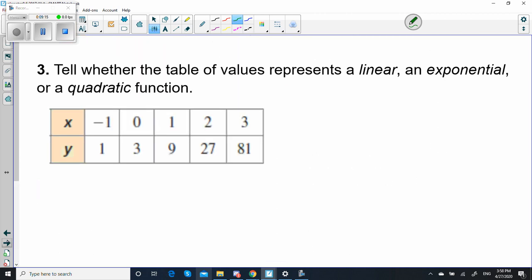All right, this is number 3, so it's the second number 3, because number 3 was just on the last page. So let's try this one, linear, exponential, or quadratic. You press pause and give that one a try and see what you come up with.